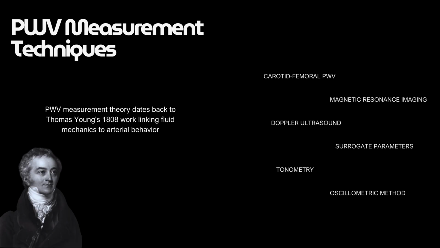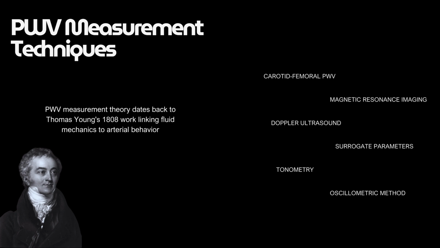Let's rewind to 1808. Picture a world where Thomas Young, a polymath of his time, begins unraveling the mysteries of arterial behavior using principles of fluid mechanics. His work laid the groundwork for what we now know as pulse wave velocity. But how does this relate to modern medicine? Fast forward to today, and PWV is a cornerstone in assessing cardiovascular health. It measures how quickly a blood pressure pulse travels through arteries. The faster it moves, the stiffer the arteries, a key marker for conditions like hypertension and atherosclerosis.